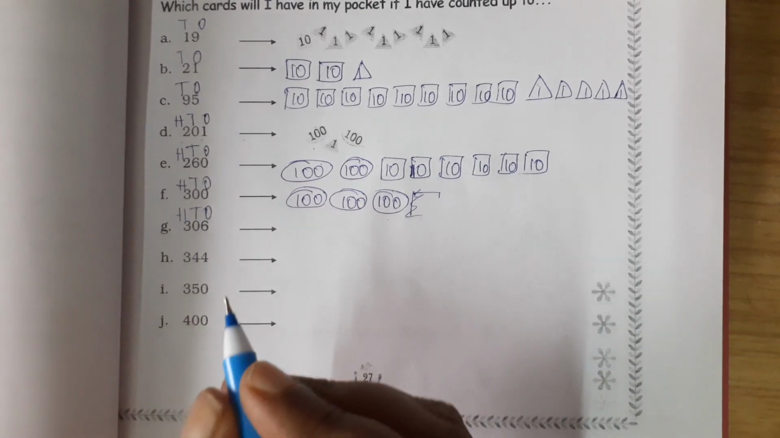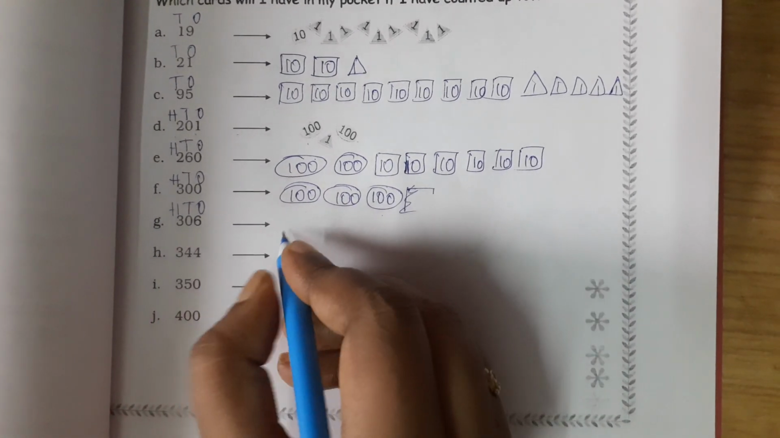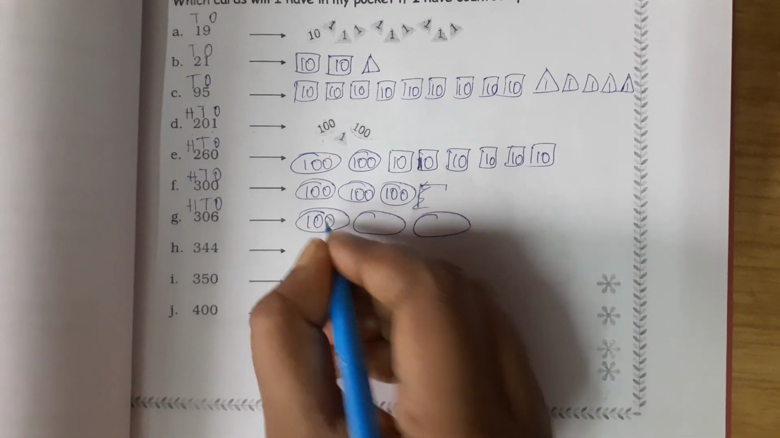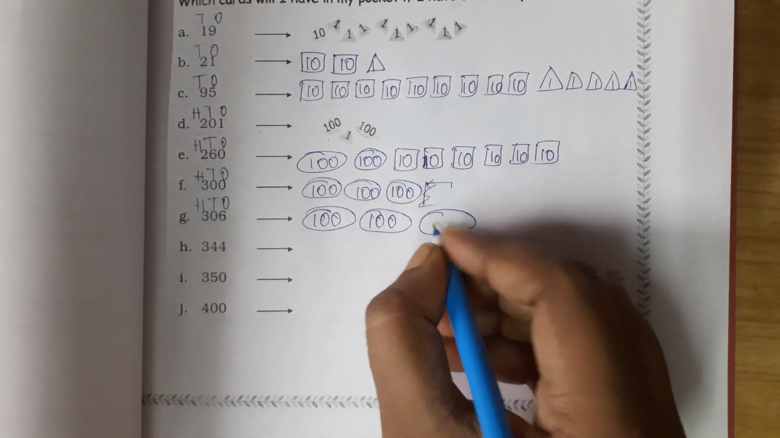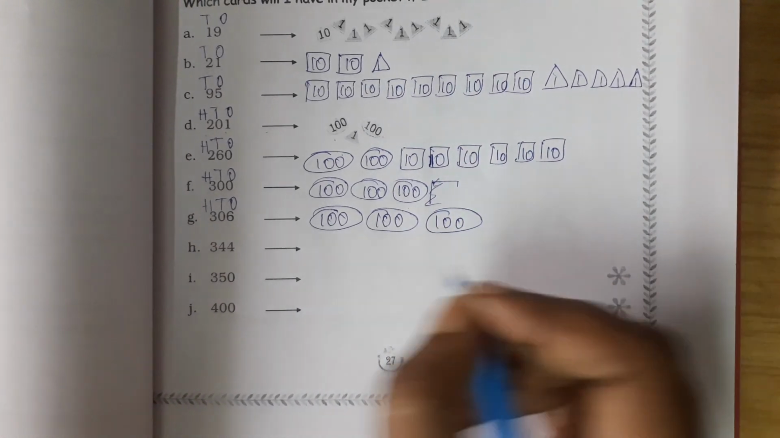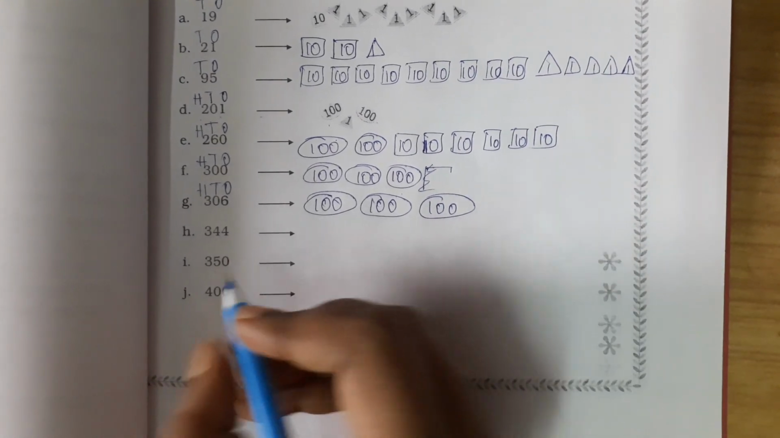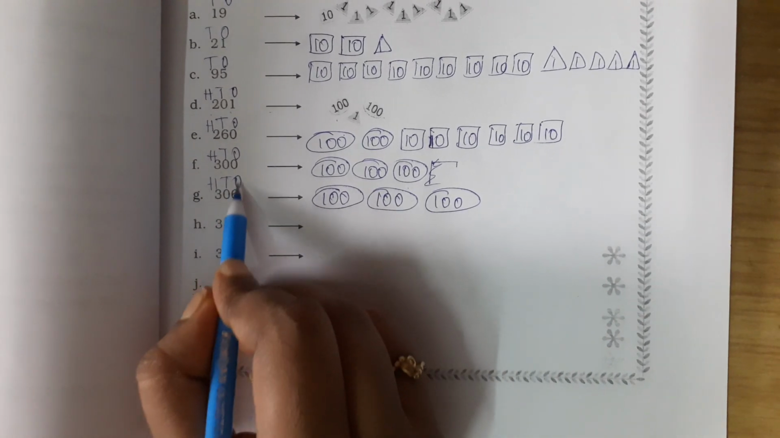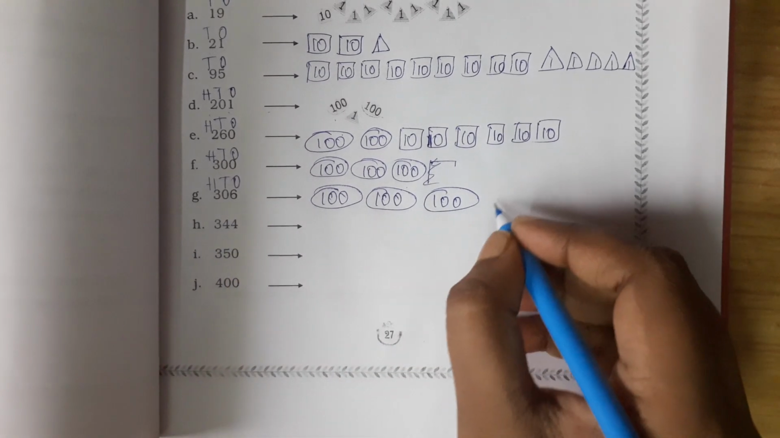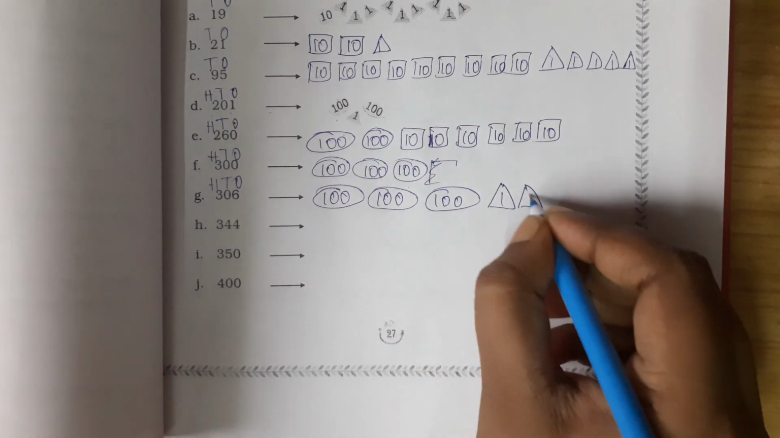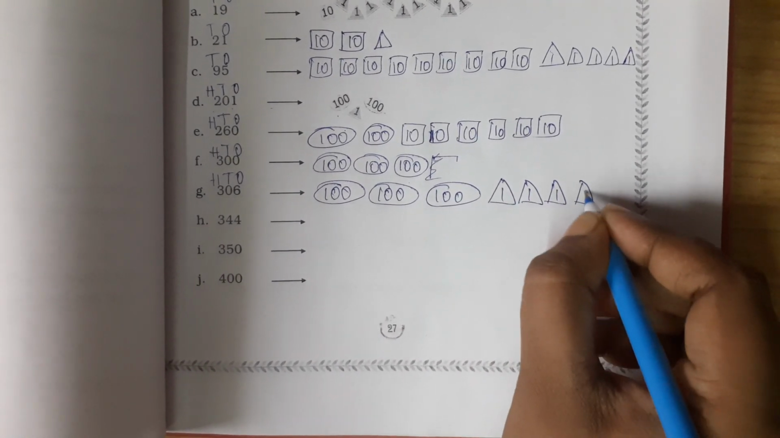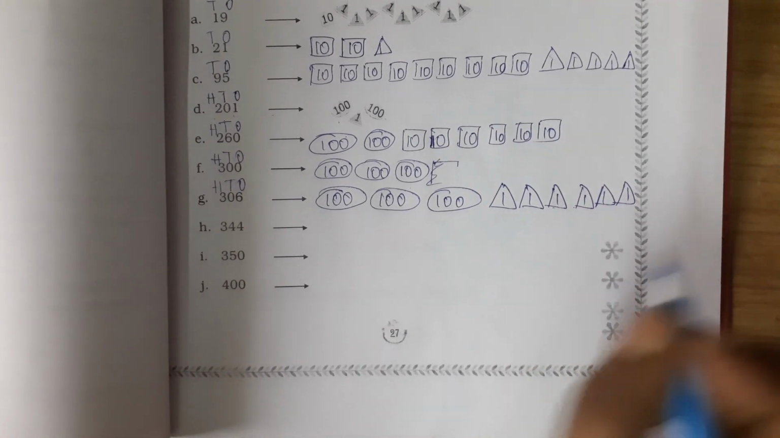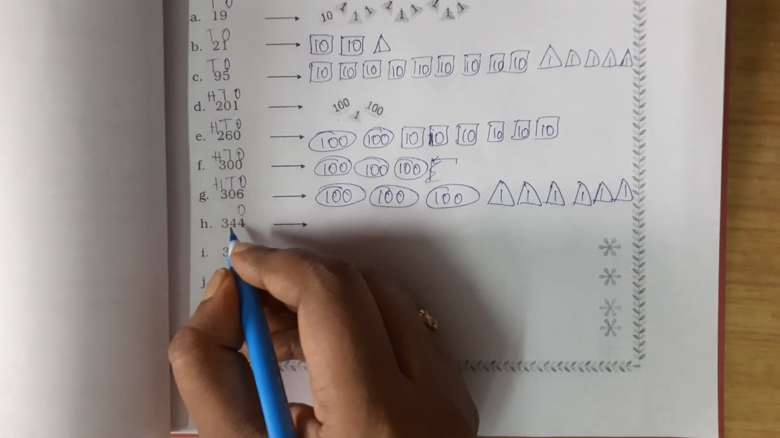Next, ones, tens, hundreds. How many 100 cards are there? 300. Students, you draw neatly. For me it's not convenient here, so I'm drawing somewhat. Then how many 10 cards are there? No 10 card is there. How many ones cards are there? 6. 1, 2, 3, 4, 5, 6. Six 1 cards are there.